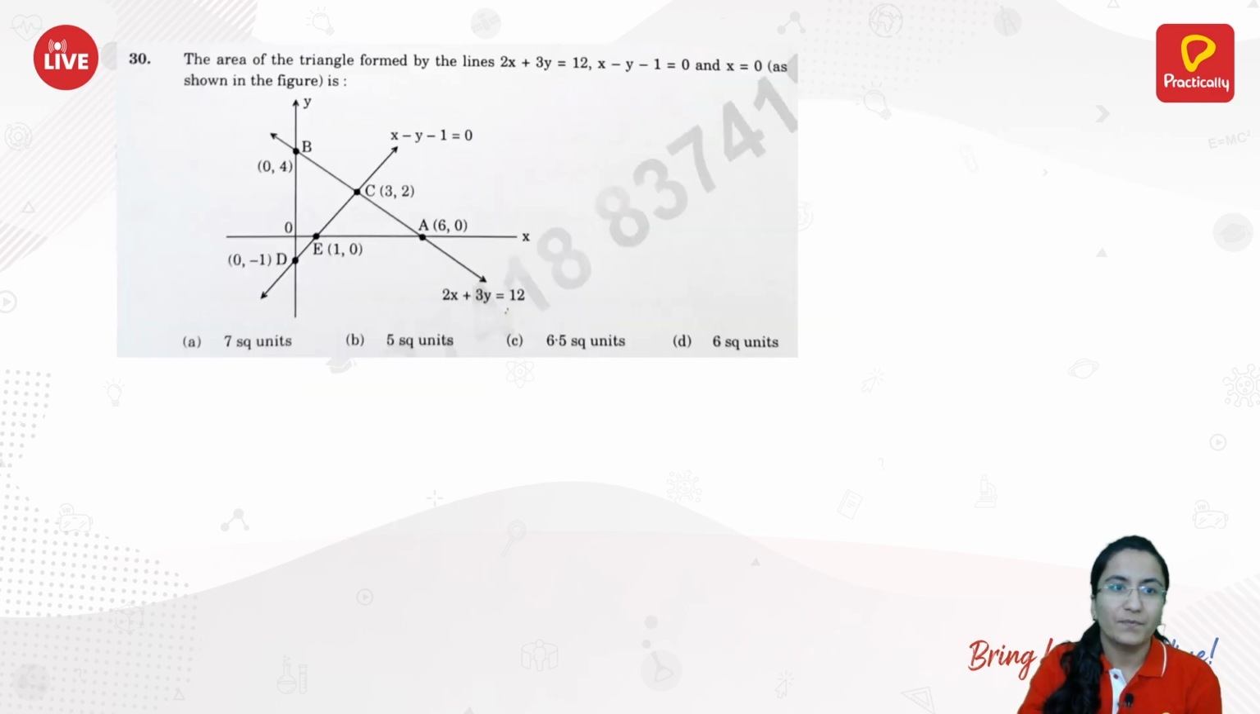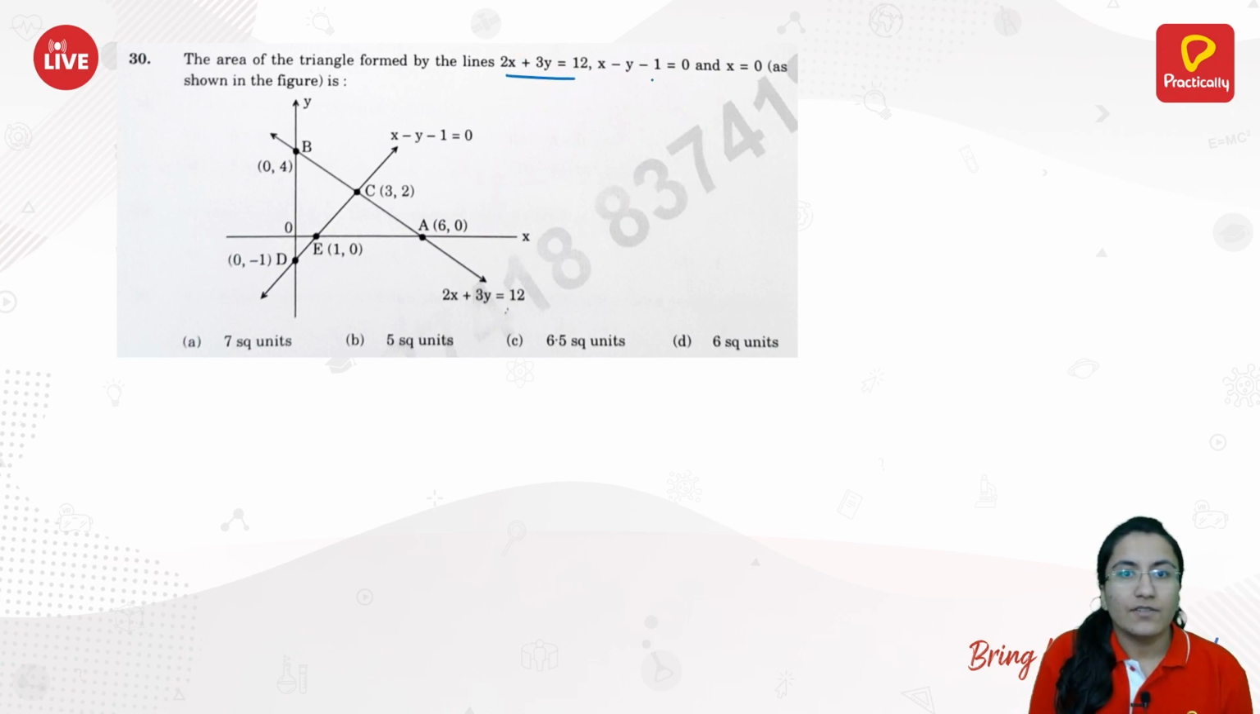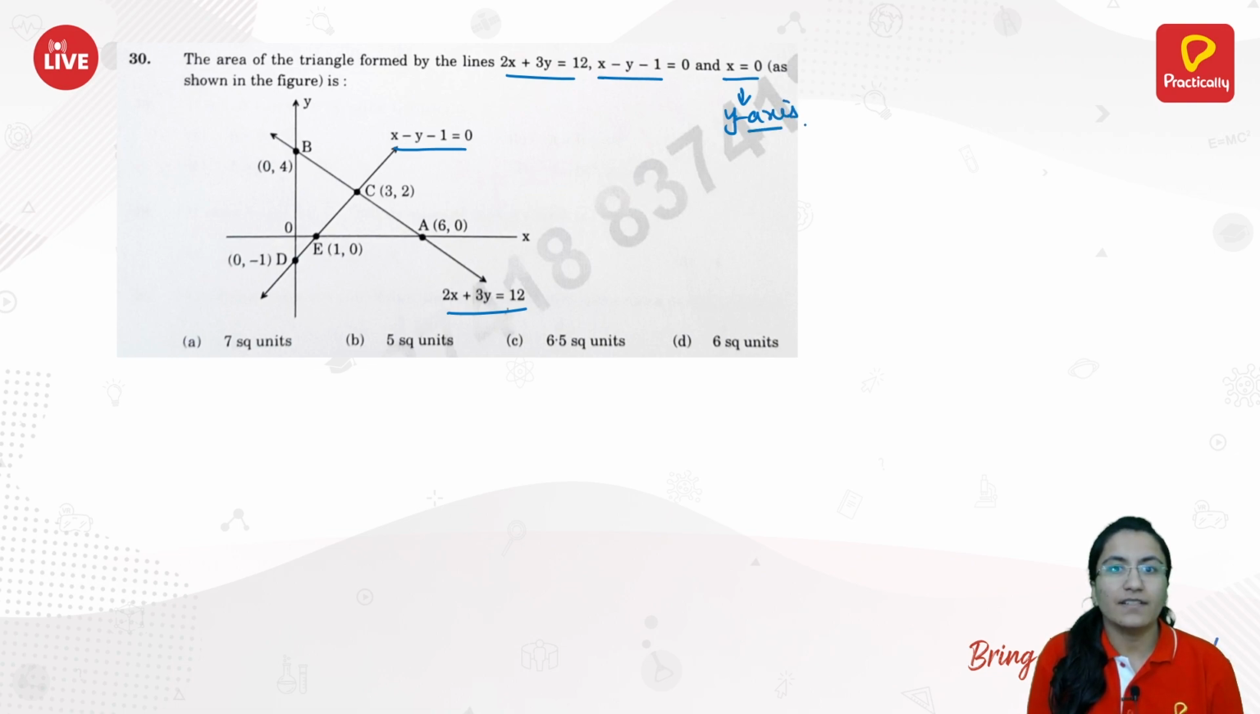Next question is, the area of the triangle formed by the lines 2x plus 3y equals 12 and x minus y minus 1 equals 0 and x equals 0, as shown in the figure, is. These two lines have already been drawn for you, first line and second line, right? These are the two sides. Next is x equals 0. So x equals 0 is basically the y-axis. So if this is the y-axis, the three sides of the triangle would be 1, 2 and 3.